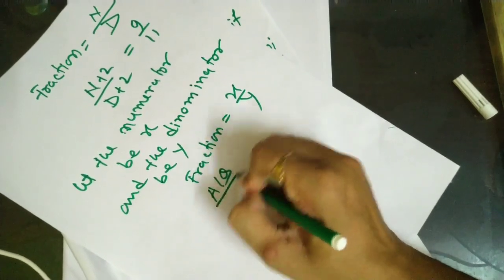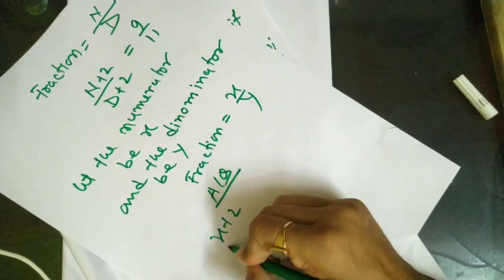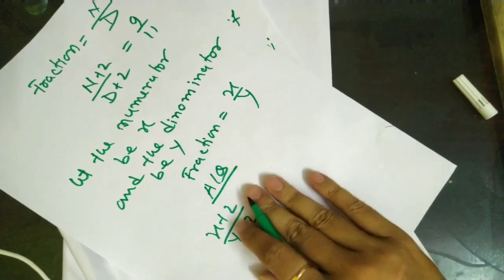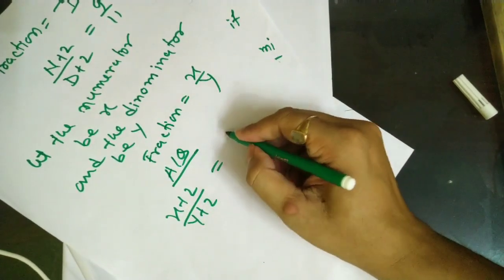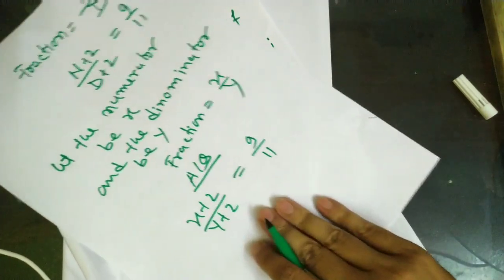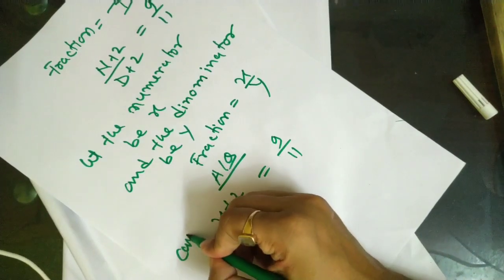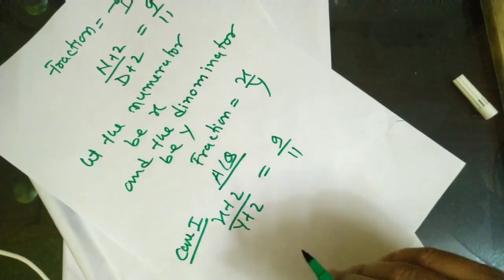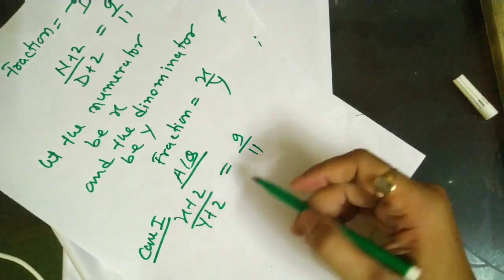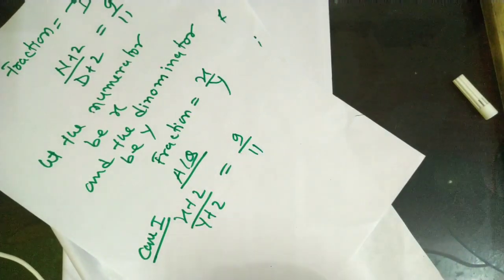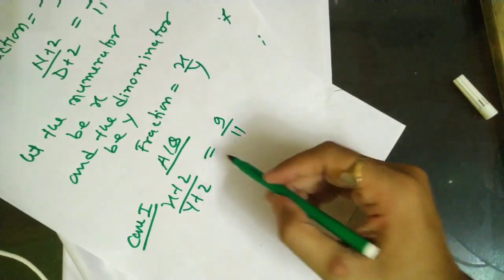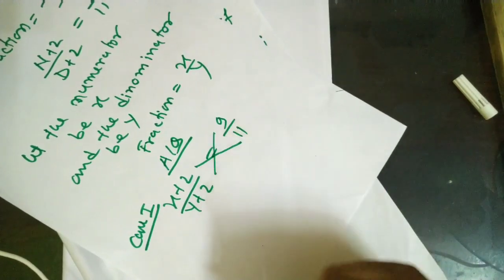Now what is given according to the question? If we add 2 to both the numerator and the denominator, then the fraction will become 9 by 11. So this is case number 1 given in the question. From here we can get our first equation by doing the cross multiplication.